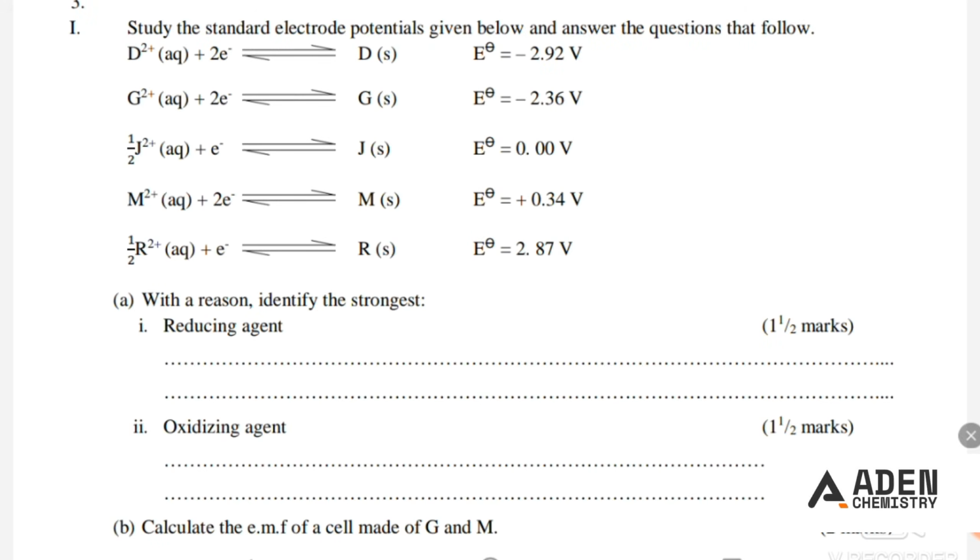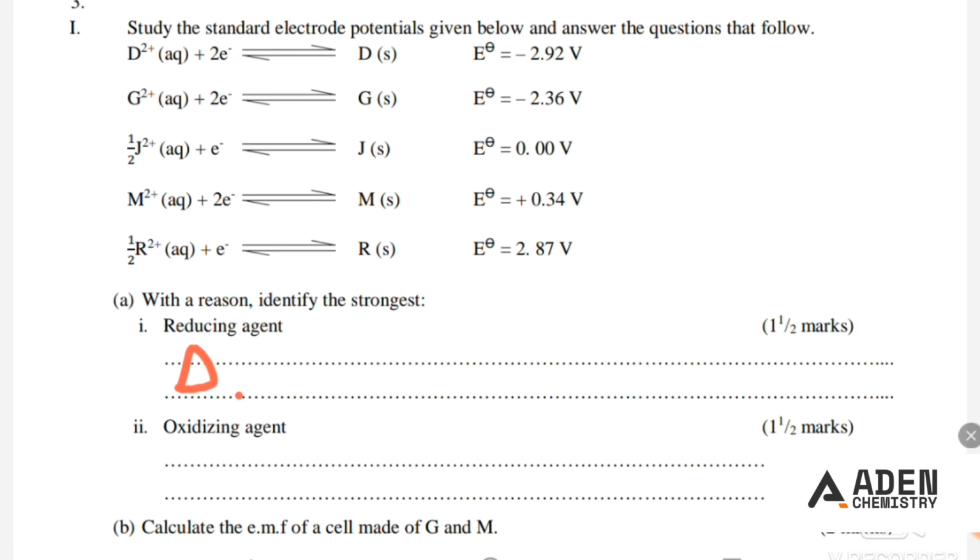So question 3, Roman 1, we are told study the standard electrode potentials given below and answer the questions that follow. Part A, with a reason, identify the strongest Roman 1 reducing agent. When we're asked about the strongest reducing agent, we have to look for the one that's having the most negative. The ones that are having negative are the first 2, and the first one is having the most negative. So we are going to take D as our answer.